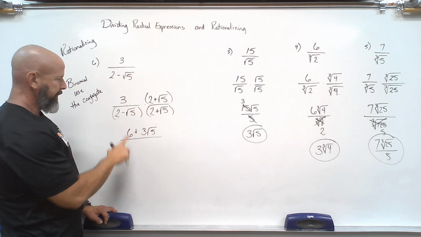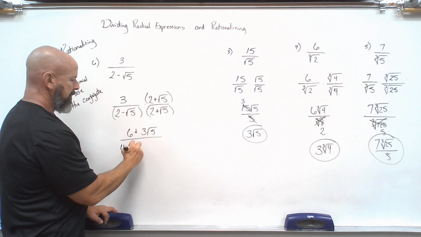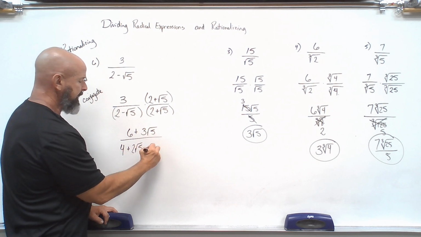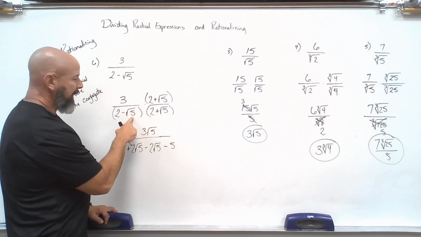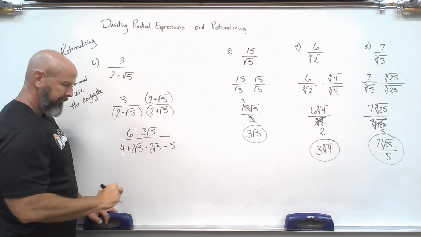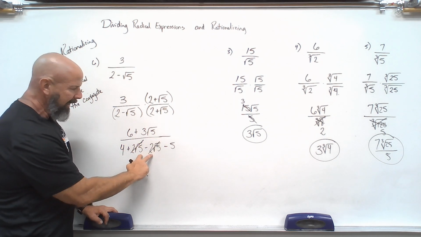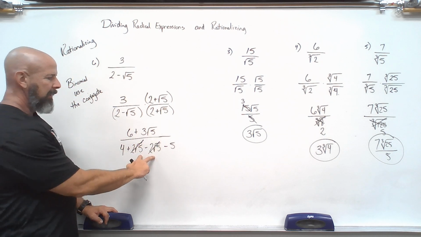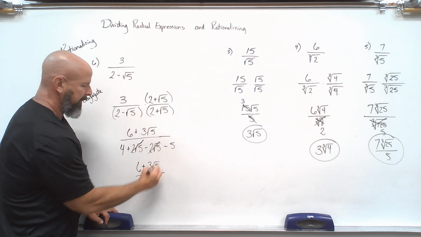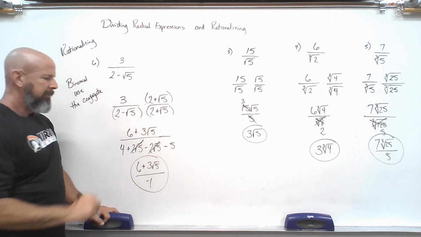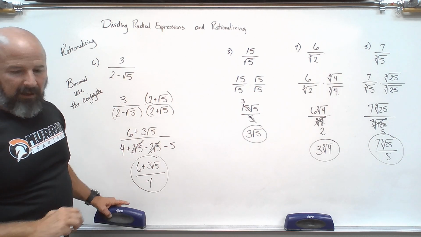Then that denominator. Let's see, 2 times 2 is 4 plus 2 root 5 minus 2 root 5 minus 5. You're going to be minus root 25, which is 5. The conjugate, when we use it, ends up with 2 radicals here that subtract out. So we'd have 6 plus 3 root 5 over, let's see, 4 minus 5 is negative 1. So anytime I see a binomial, I want to use the conjugate.